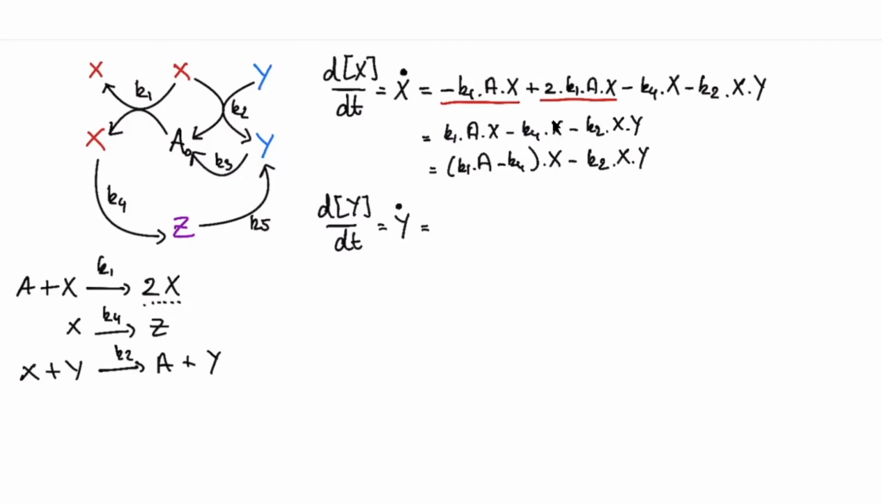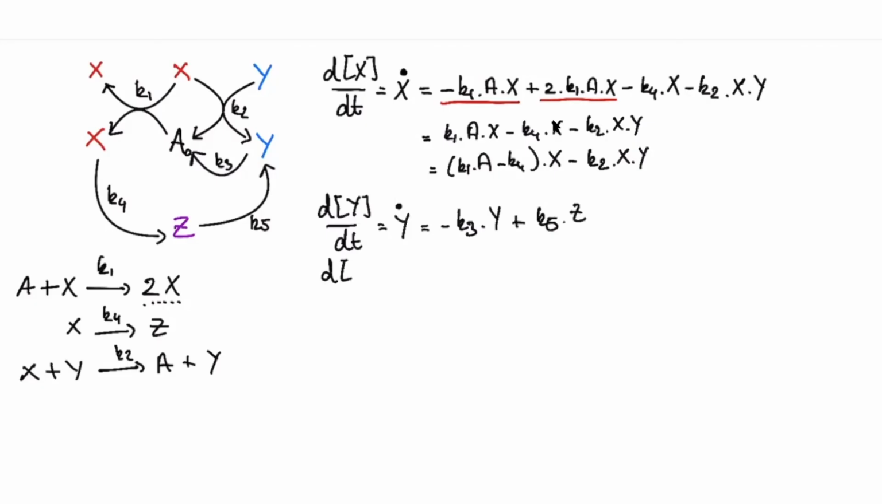Okay, let's see where else y is being consumed: in K3. So minus K3 times y. And y is being produced from z. So z goes to y with K5, so we have plus K5 times z. Okay, that one was easy.